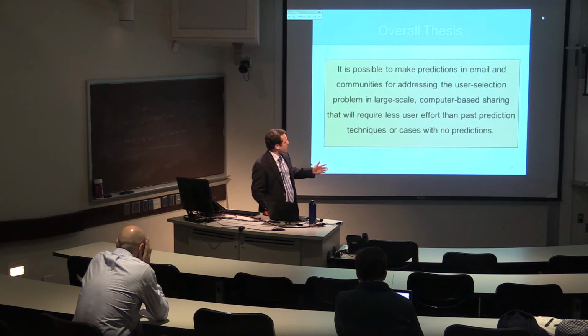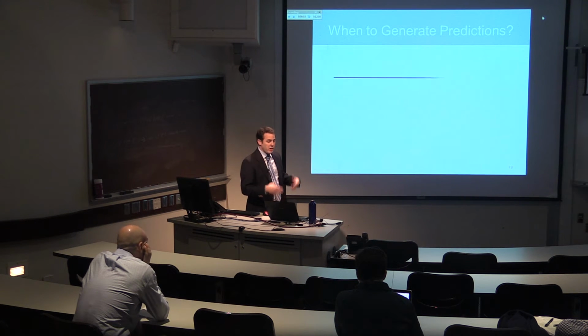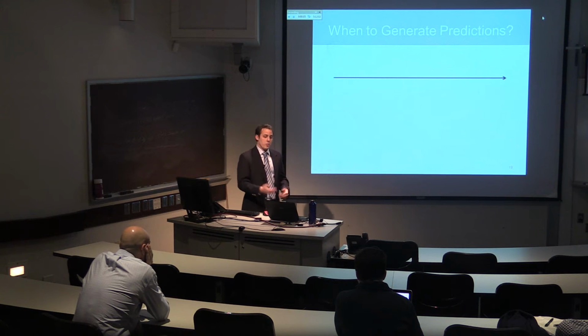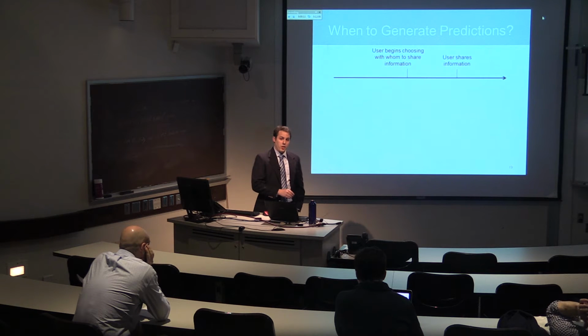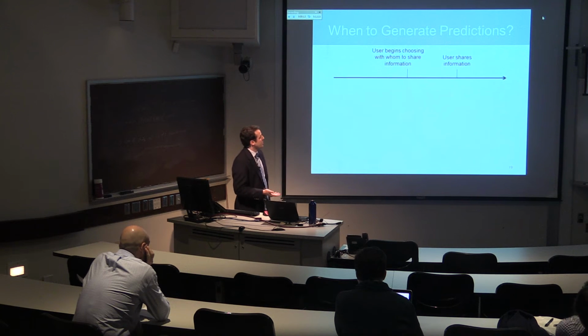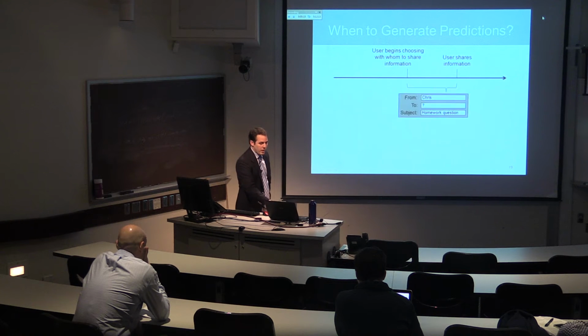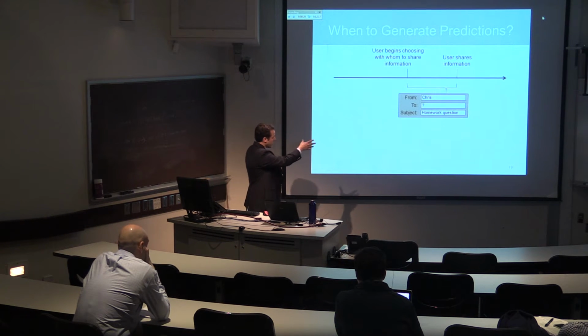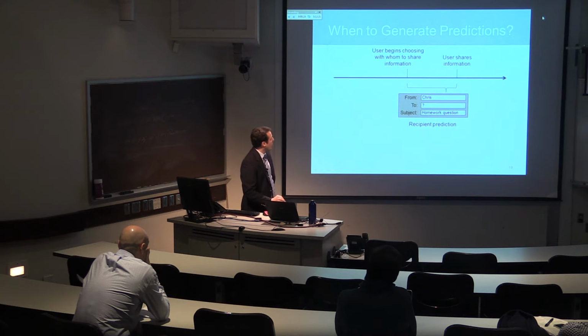So now that we're generating predictions, the next question is, well, when should we generate these predictions? We can think of it as a timeline of when a user wants to share a particular piece of information, where at some point the user begins choosing with whom to share information, and at another point the user actually shares that information. So we've really divided this timeline into 3 different parts. And we first tackled this problem by addressing this middle section, by helping users choose with whom to share information. And we did this by providing recipient prediction.